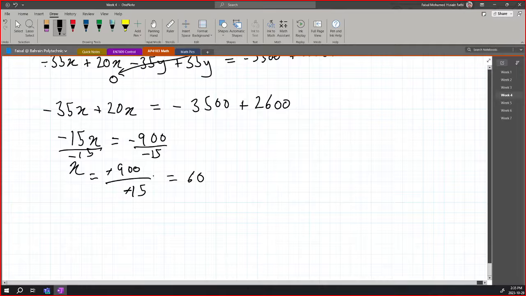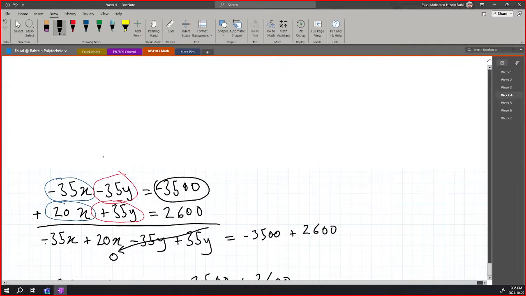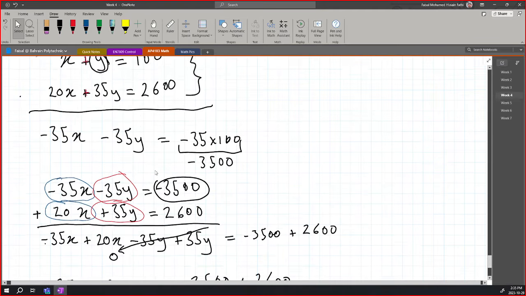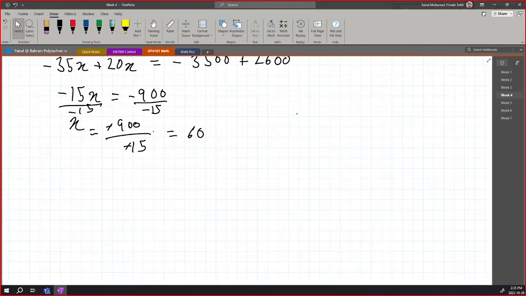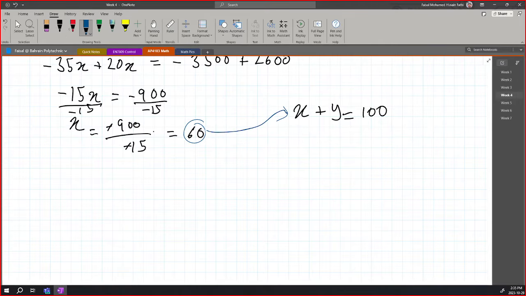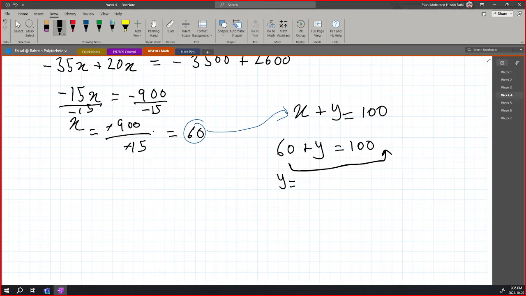Alright, now we plug into one of the two equations above. Good, perfect. x plus y equal 100. We'll plug it back into this. So x plus y is equal to 100, we put 60 into the x over here. So 60 plus y is equal to 100. We take the 60 to the other side. y is equal to 100 minus 60. y is equal to 40.